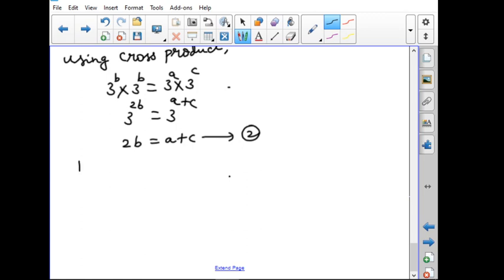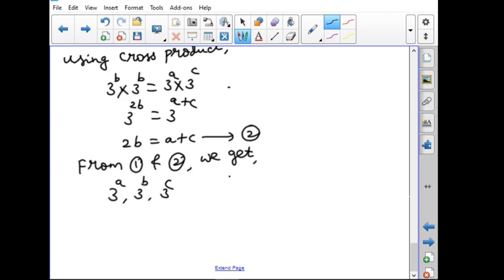So from 1 and 2, we get 3 power A, 3 power B, 3 power C are in GP. One second, you have to listen here.